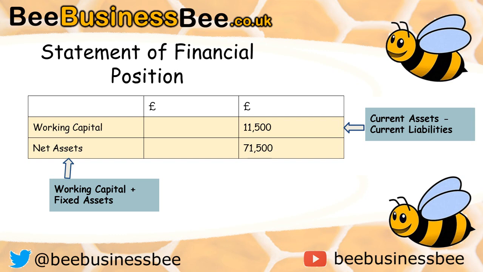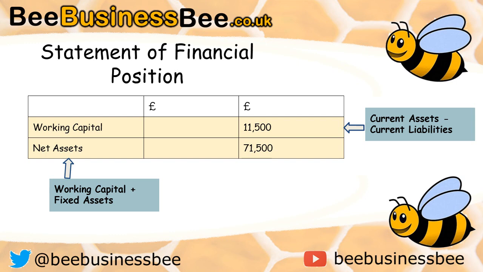Now if you remember in the bathtub, when we did the cash flow, we looked at the money that was in the bathtub, and that was the money that was in the business at any one time. And that's actually your working capital that sits in the bathtub. Because your working capital is the money the business has got available at this moment in time. It's your current assets less your current liabilities.